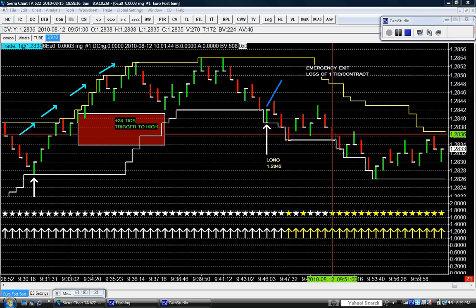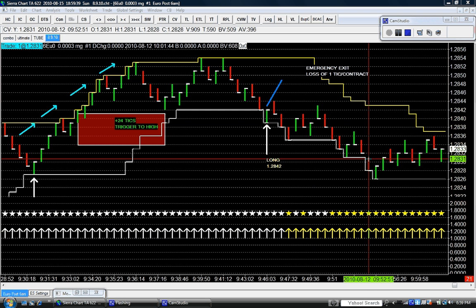So the emergency exit is key. There's going to be times where you're going to think that it cheated you out of a good trade, but it's going to save you so many more times than it cheats you that it's going to become your best friend.